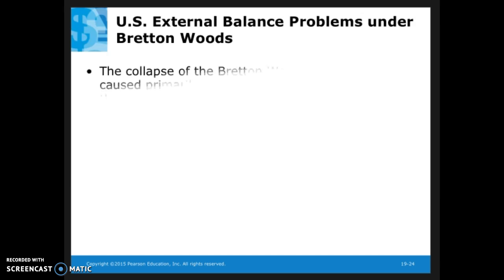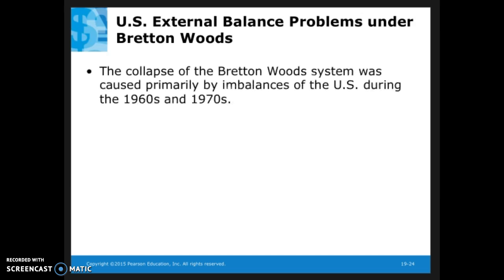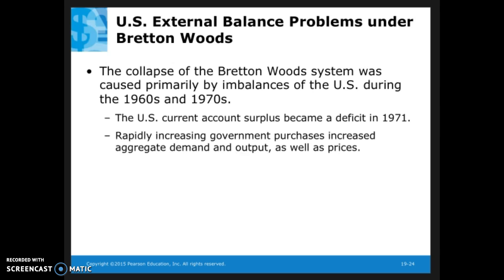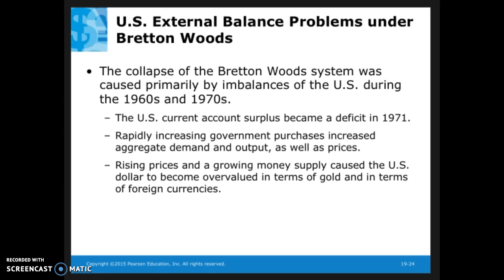So we have some problems under Bretton Woods. It collapsed during the 60s and 70s, primarily due to imbalances in the US economy. We had a surplus, and it became a deficit in 1971. We had large increases in government purchases. This increased demand and output, but it also increased prices. Rising prices and a growing money supply caused the US dollar to become overvalued in terms of gold and in terms of foreign currencies.